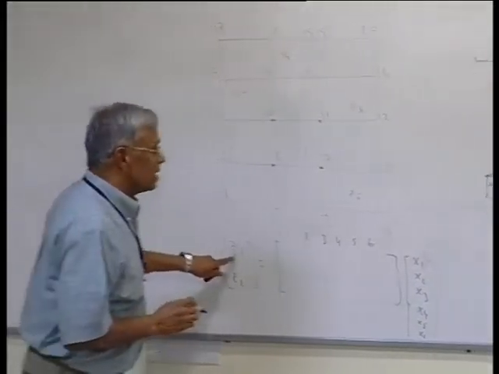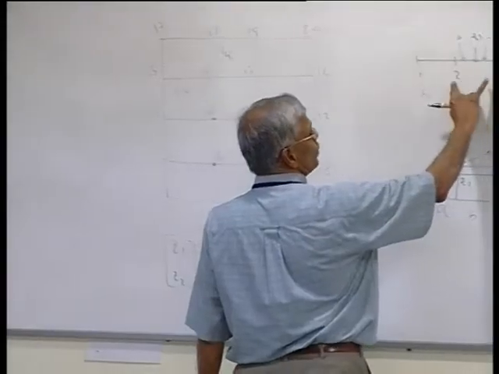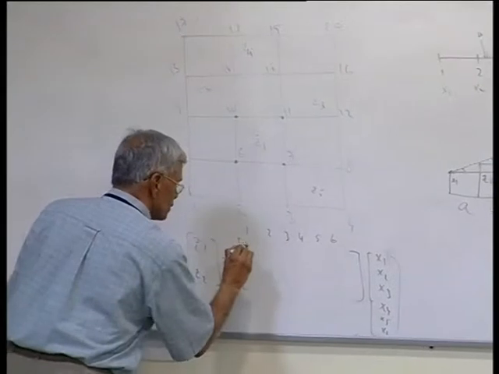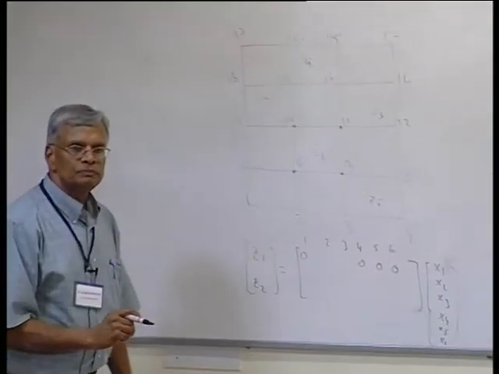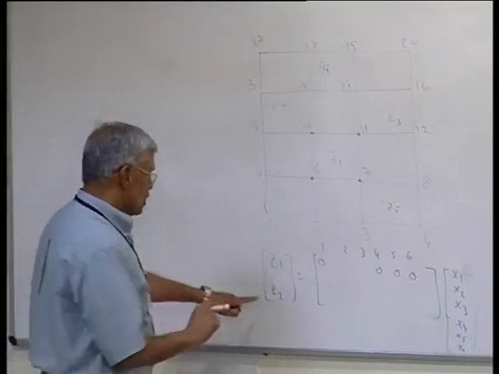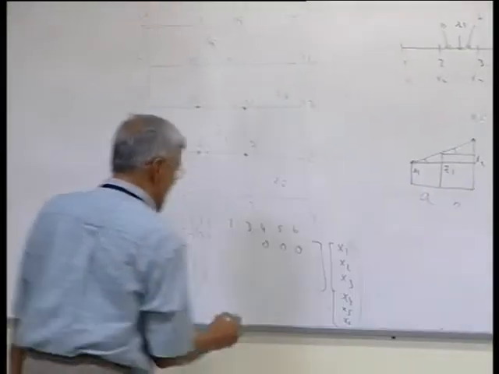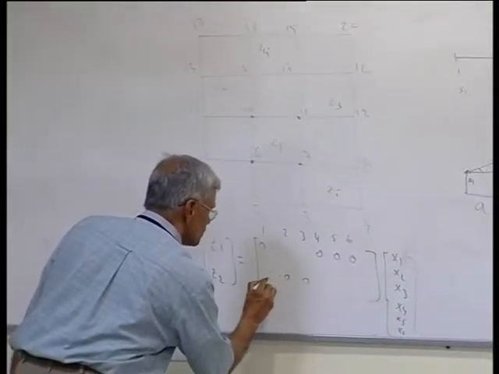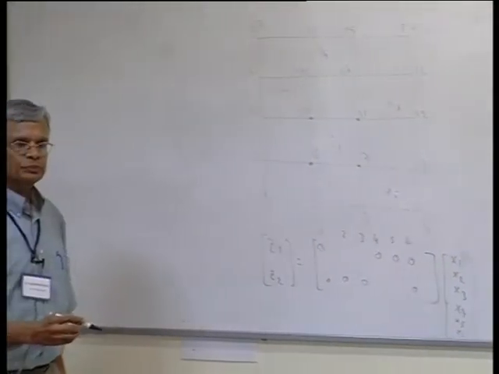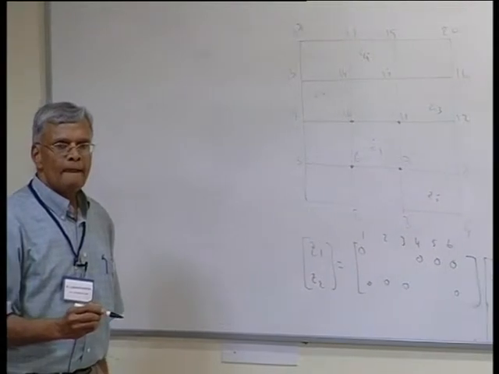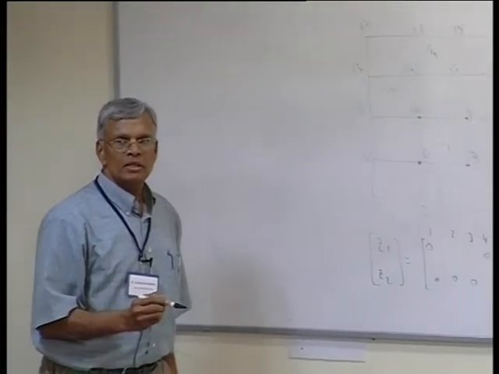Okay, Z1 is affecting only 2 and 3. So this is 0, this is 0, this is 0, this is 0. Everybody? Z2 is affecting 4 and 5. So this is 0, this is 0, this is 0, this is 0. How many follow me? I don't see too many nodding heads.